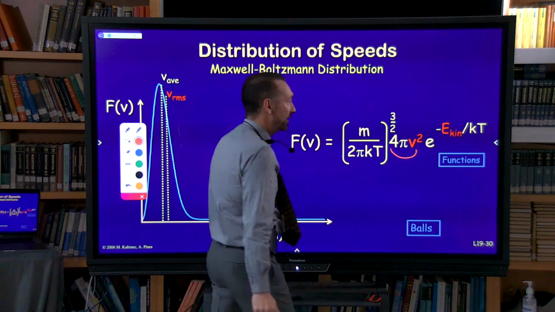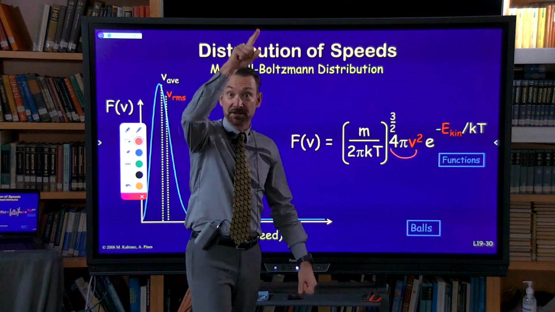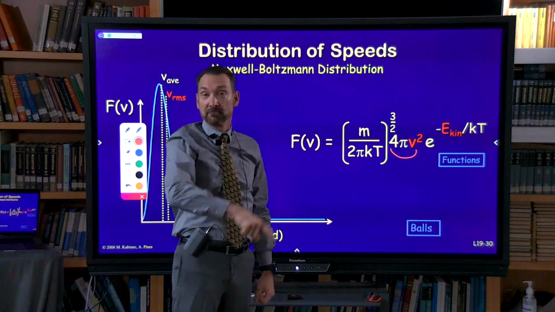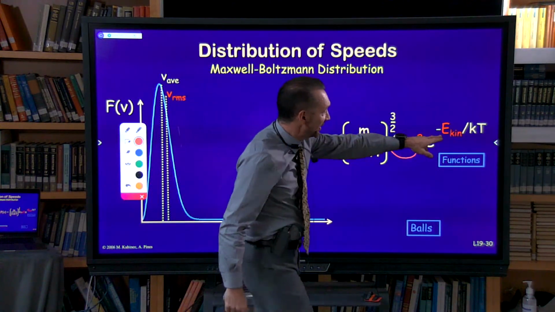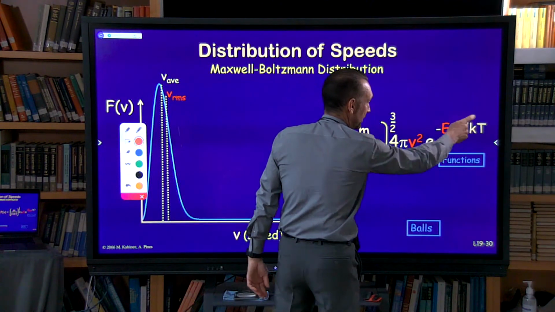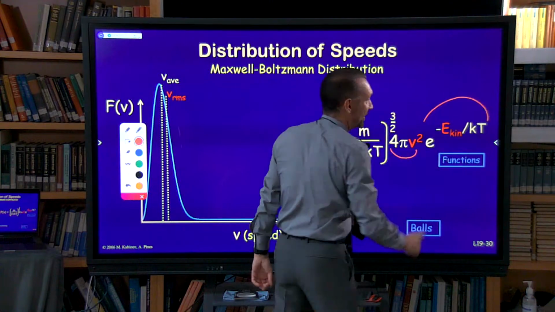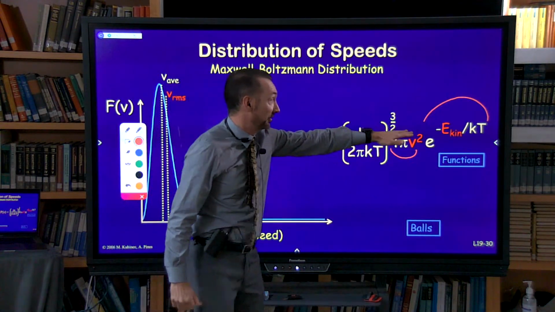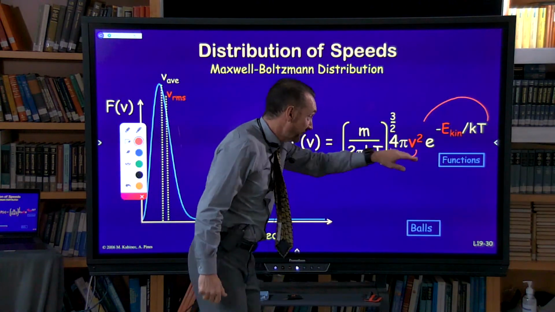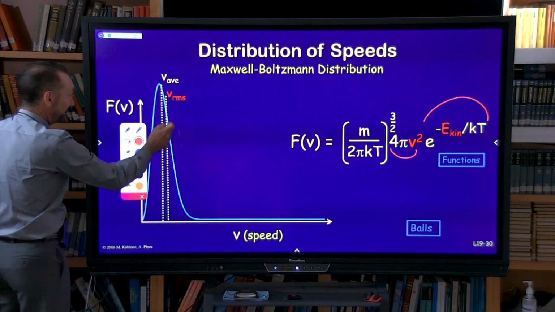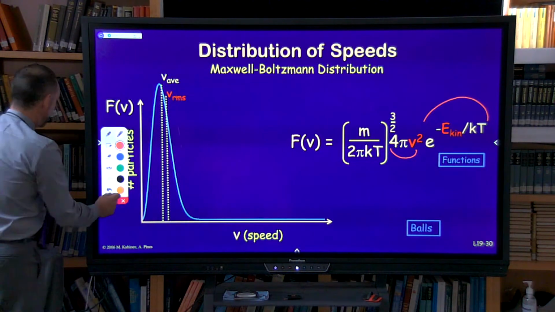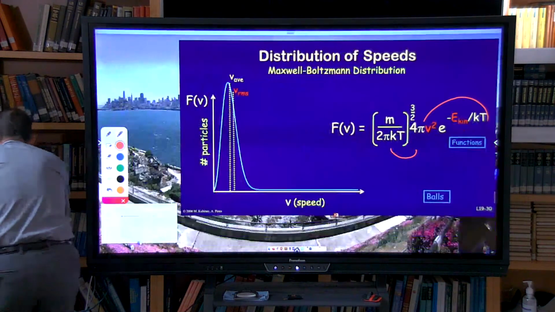There's this part that's just the velocity squared. That curve we know, that's just y equals x squared. And this part here is the exponential part. We know what exponential functions look like as well. So the product of those two functions gives us this.